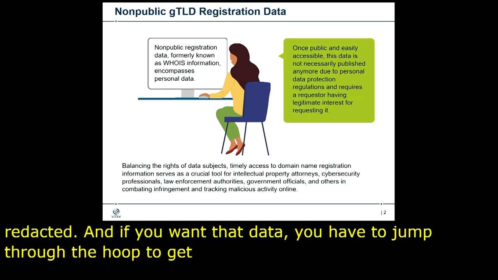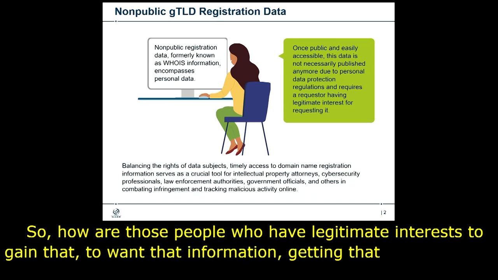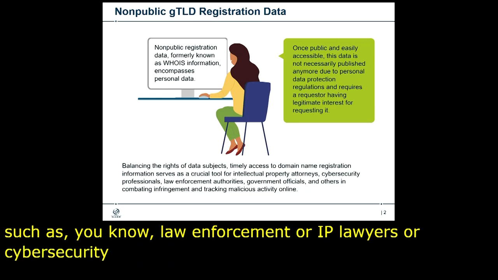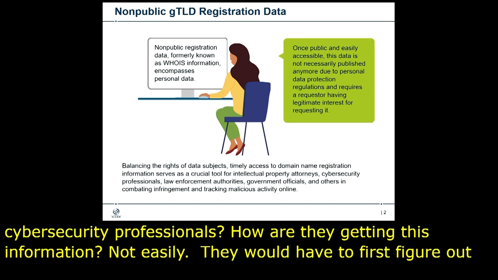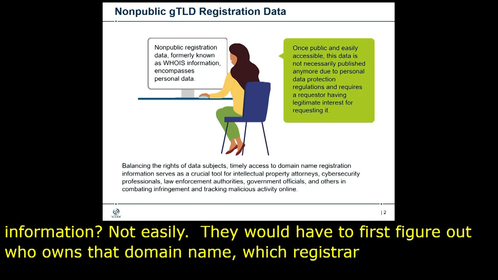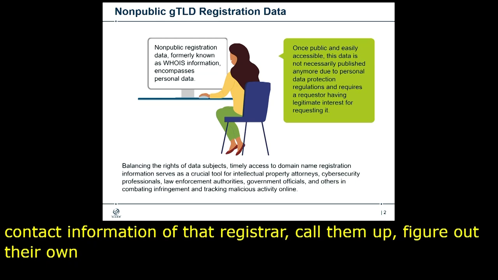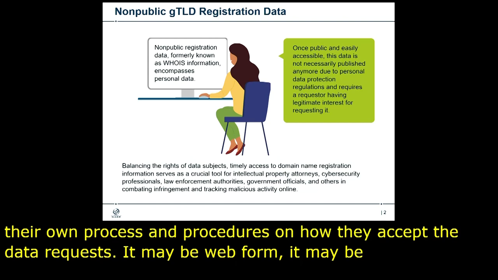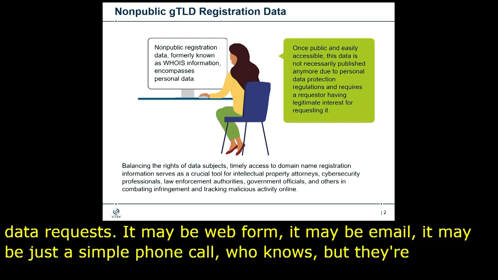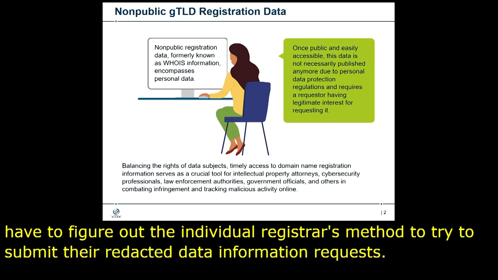So how are those people who have legitimate interest to want that information, such as law enforcement or IP lawyers or cybersecurity professionals, getting this information? Not easily. They would have to first figure out who owns that domain name, which registrar is managing that domain name, and then they would have to find the contact information of that registrar, call them up, figure out their own process and procedures on how they accept the data requests. It may be web form, it may be email, it may be just a simple phone call, who knows. But they have to figure out the individual registrar's method to submit their redacted data information requests. So obviously it is not ideal.